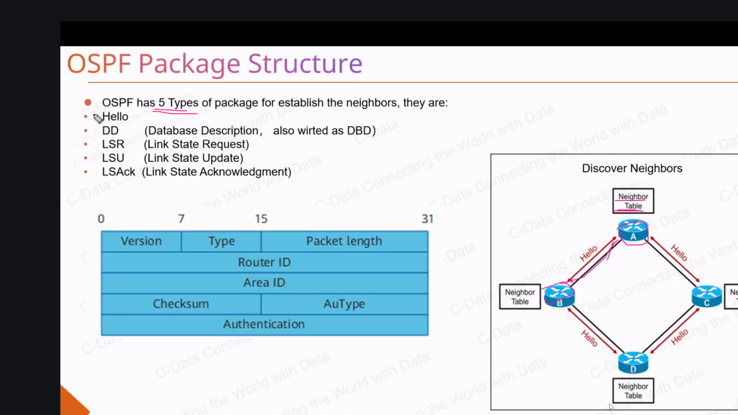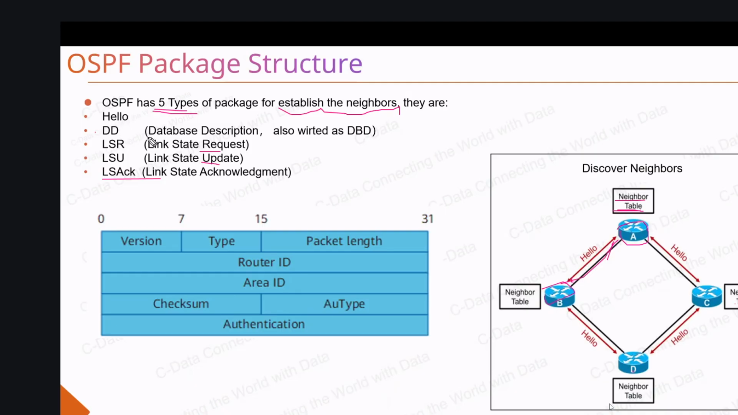We have a hello. We have a database. We have an LSR, LSU, the update request. So these are the 5 packets to establish the neighborhood. Okay, it's something like TCP, right? 3 times handshake, and this one we have 5 times handshake like that. But it's not that simple.